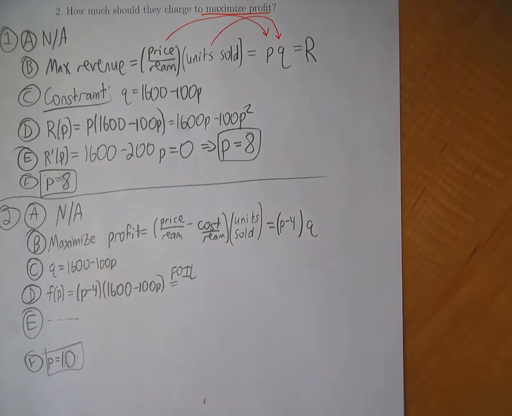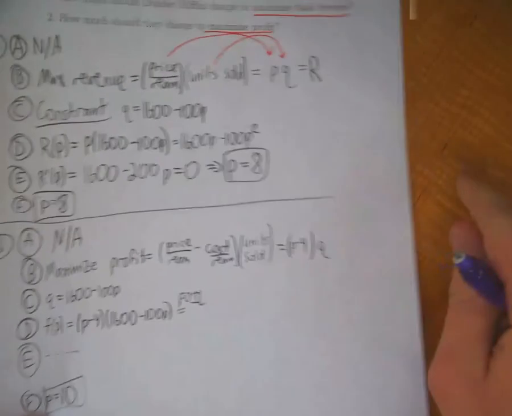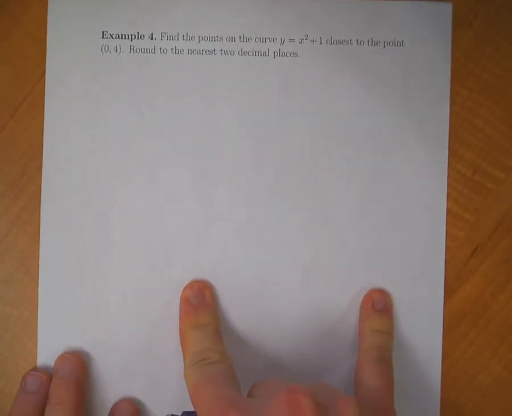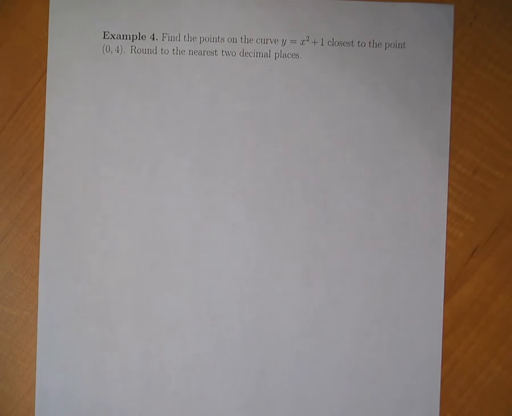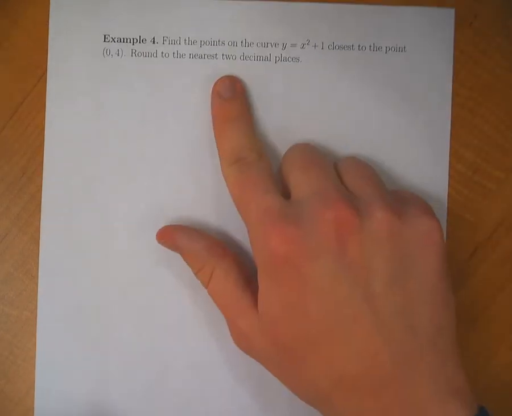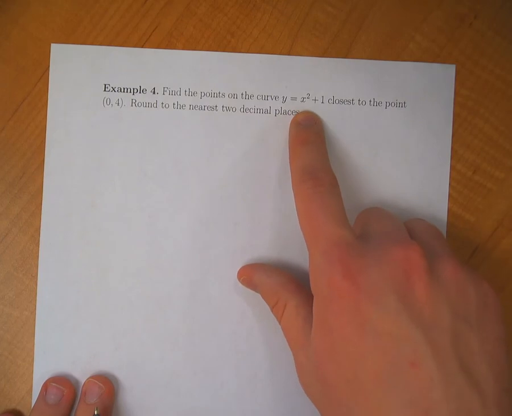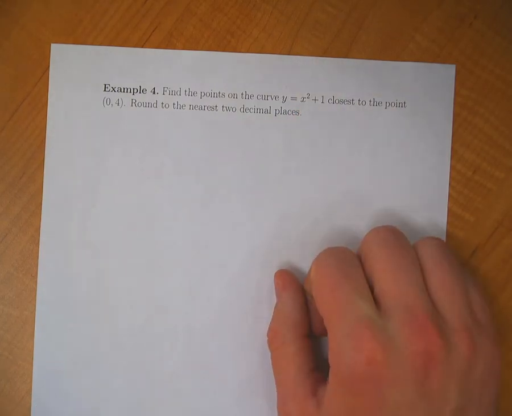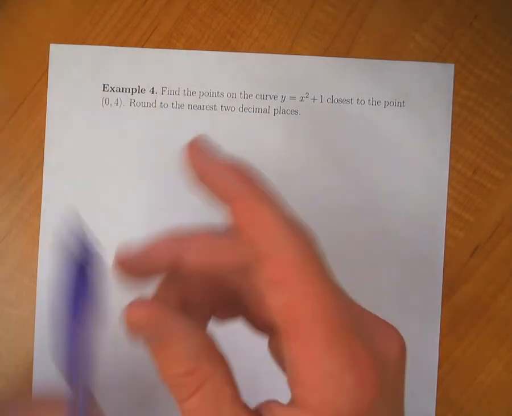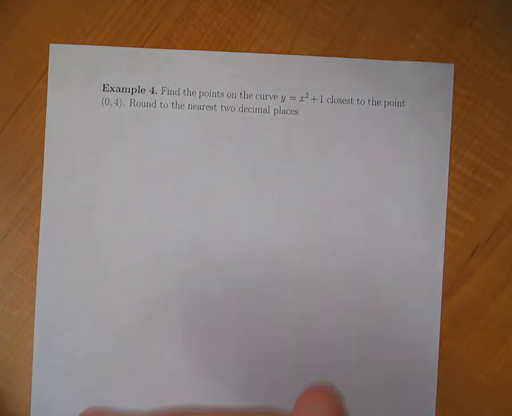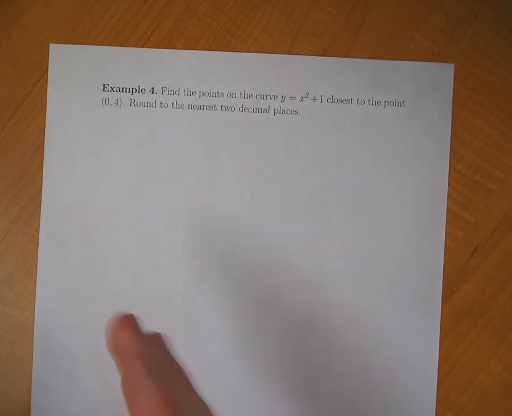So our last example is a bit more unique in regards to what we've been doing up until this point, because now we're actually dealing with stuff in the xy plane. Example 4 says we have to find the points on the curve y equals x squared plus 1 closest to the point (0, 4), and round to the nearest 2 decimal places. So here's where things are a bit more interesting, because before we usually had some nice geometry like a box or a rectangular fence or whatever. But now we're back on the xy plane.